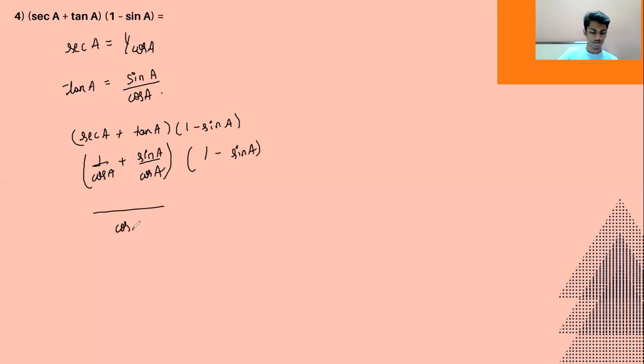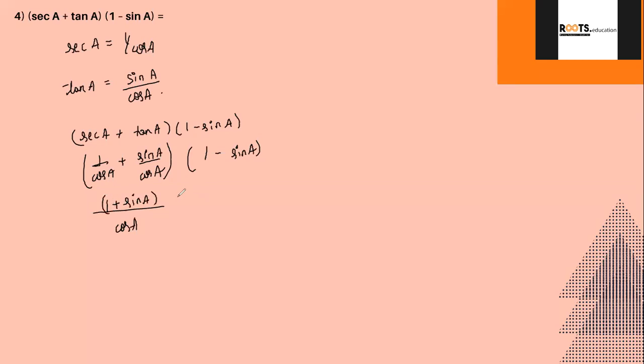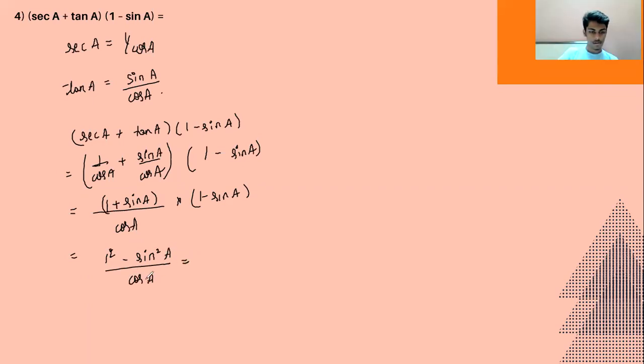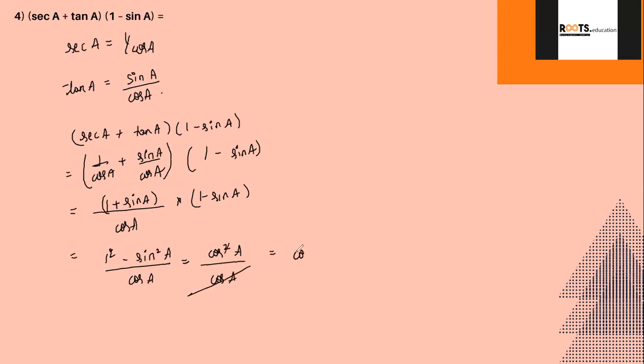So here cos A in the denominator and 1 plus sine A in the numerator, into 1 minus sine A. So in the numerator you will have 1 plus sine A into 1 minus sine A. That's nothing but a square minus b square. So it's 1 square minus sine square A divided by cos A. What is 1 minus sine square A? Cos square A by cos A. Yes, it is cos square A divided by cos A. One cos and one cos is cancelled. We will be left with cos A as the answer.